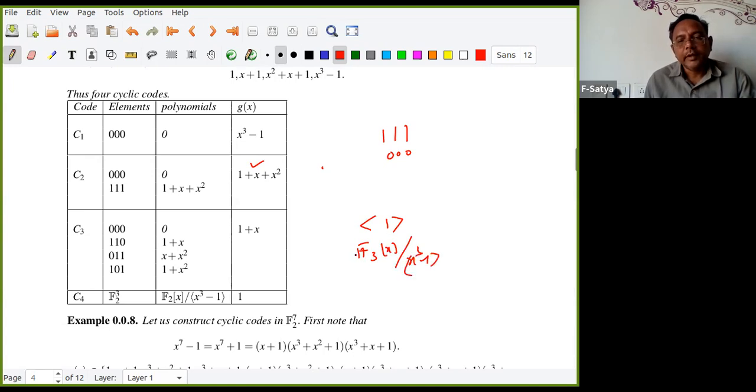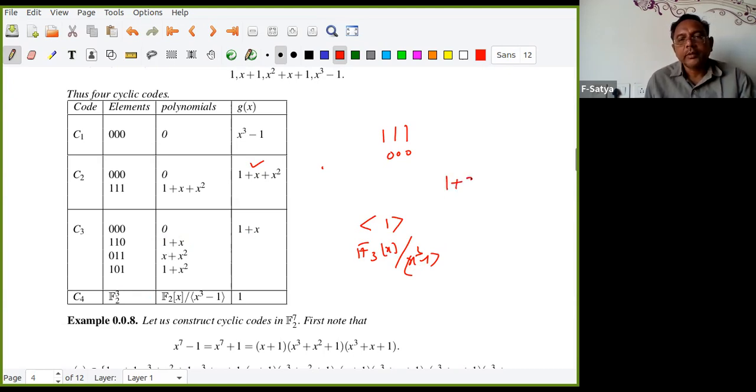So this is a unit here. It is entire F3 of x. So I'll get all the polynomials, right? Take any polynomial divided by x cube minus 1. So here it is entire F2 power 3. But here 1 plus 6, if I take, what can I multiply, right?